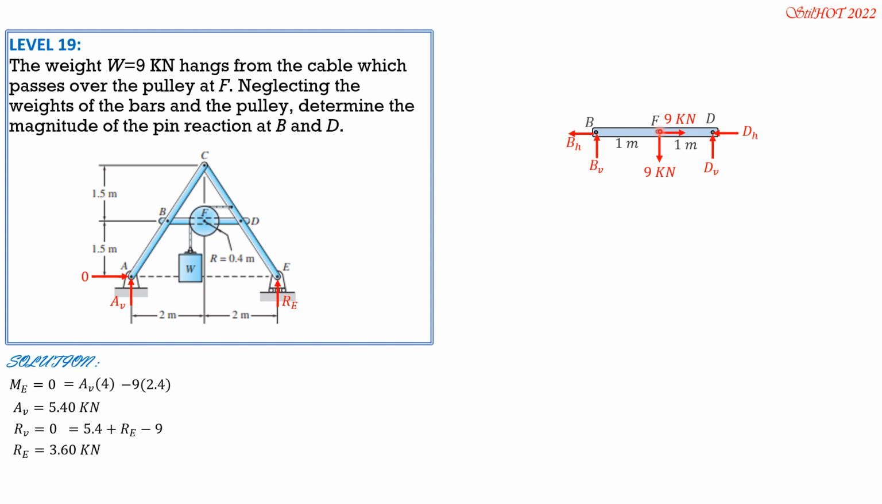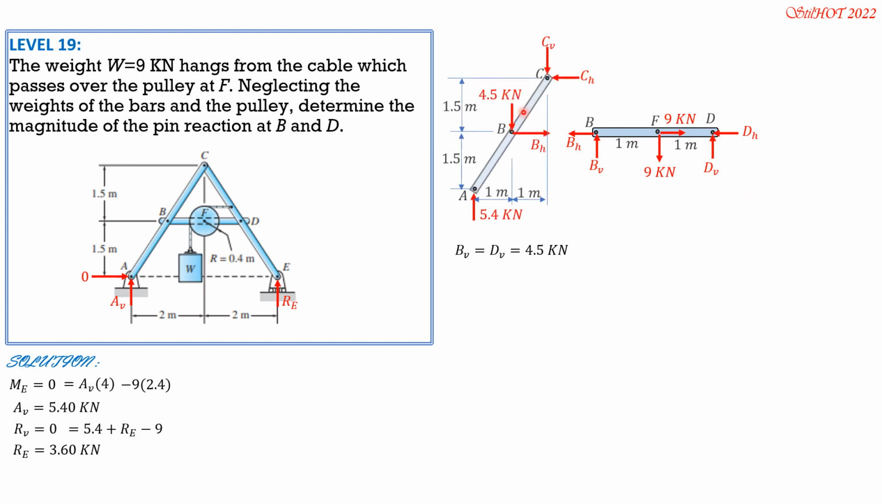If we look at the figure, because 9 is at the center, then B vertical equals D vertical equals half of 9. Or you sum up moment about D, B vertical times 2 minus 9 times 1 equals 0. So B vertical is 4.5, and D vertical is also 4.5 kilonewtons. That's the shortest way because the horizontal load is along the axis and the weight W of 9 kilonewtons is at the center. So having found the vertical components, it is only BH and DH that are to be computed.